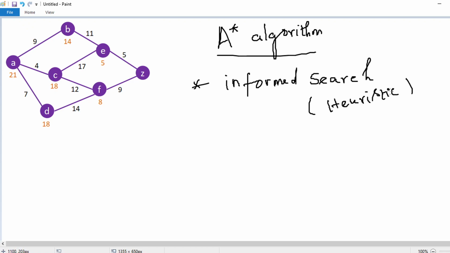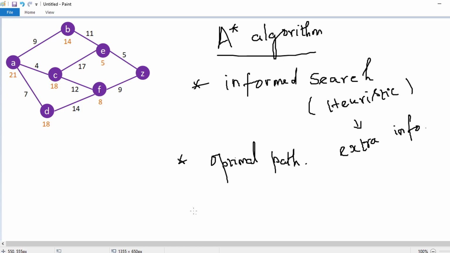This is informed. That means it uses heuristic. Heuristic is some extra information. This is said to be some extra information to find the path. So it finds optimal path. Like Dijkstra's, it also finds an optimal path. But it takes less time compared to Dijkstra's algorithm, which is said to be uniform cost search algorithm.